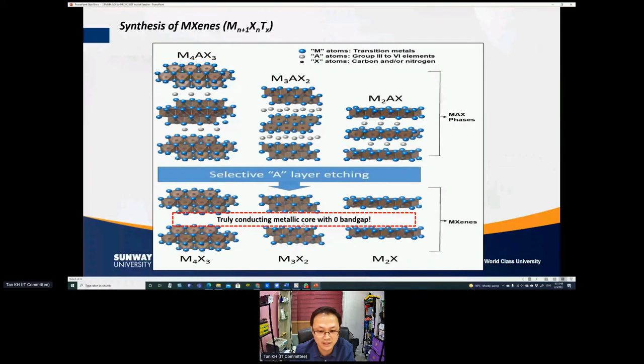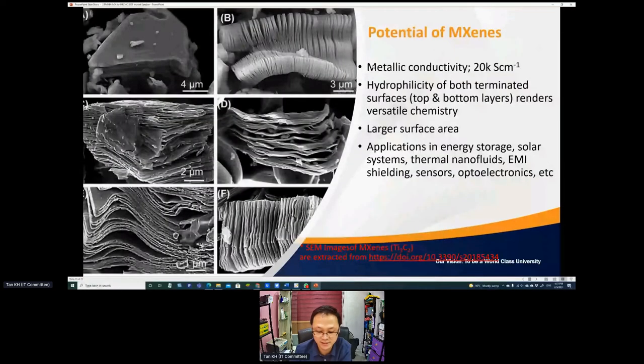So the good thing for this MXene is this 2D material, right? They have almost a zero band gap. So it's a truly conducting metallic core with a zero band gap. So this is the beauty of the MXene. As you can take a look, this is the FESEM image of the MXene. It's quite similar to graphene, yeah, because it has a larger surface area. It's a multi-layer structure.